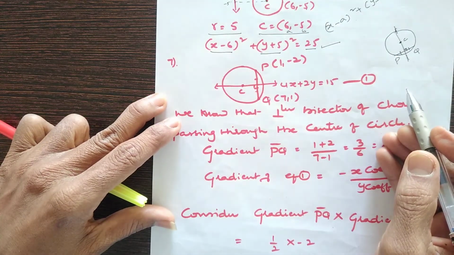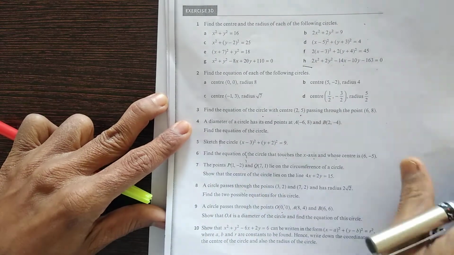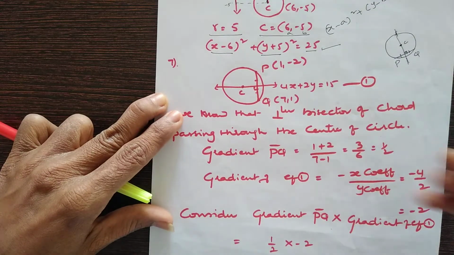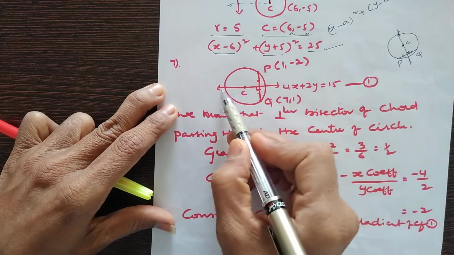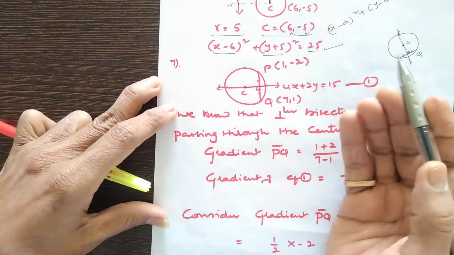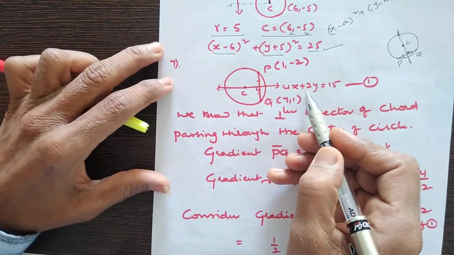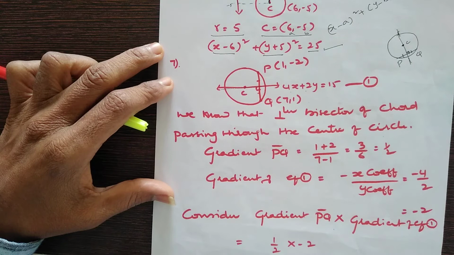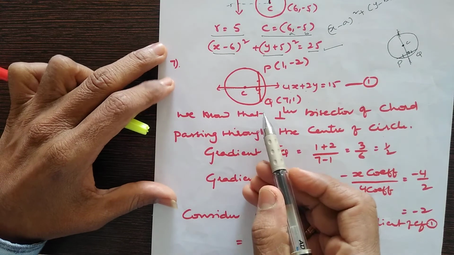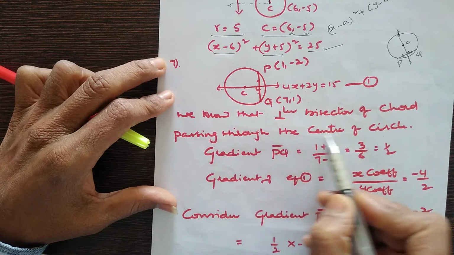So we have to show this. Once again I say, the question is to show that the center of the circle lies on this line. The center lies on this line means if we show that this line is perpendicular to the chord and bisects it, then we can say the center lies on the line. Now see what I am doing. We know that the perpendicular bisector of the chord passes through the center of the circle.